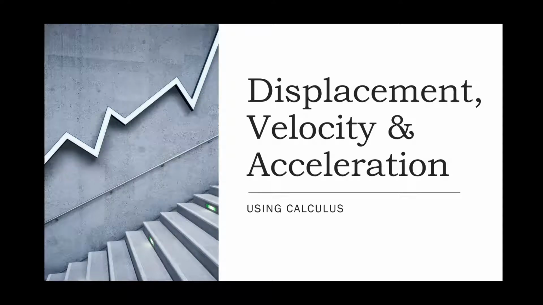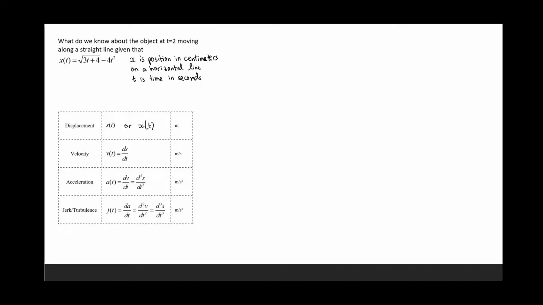In this video, I'm going to show you how to use calculus to do questions that relate to displacement, velocity, and acceleration. Our first question, you're given a position equation in centimeters, and this position is of an object on a horizontal line, and t is going to be time in seconds. And we're trying to find out everything we can about t equals 2 seconds.